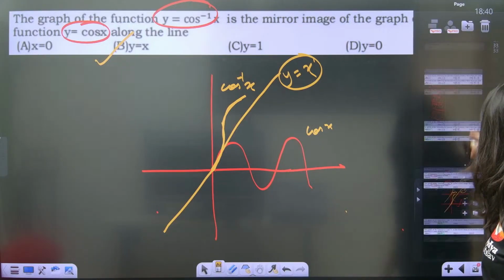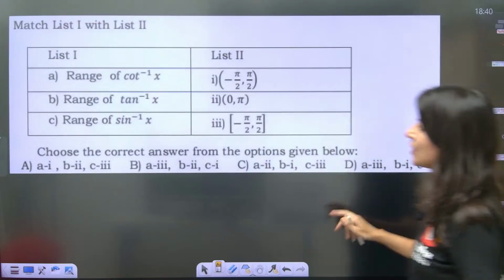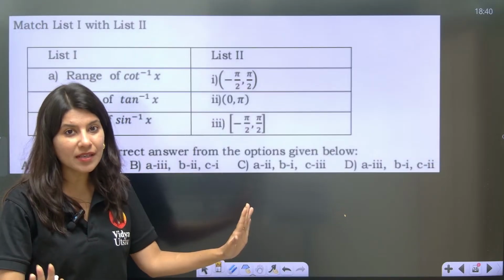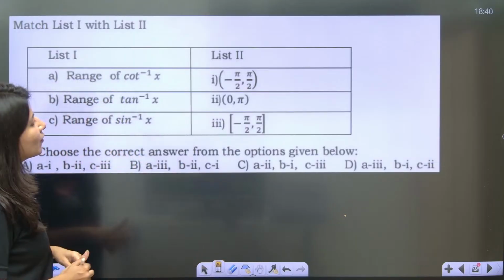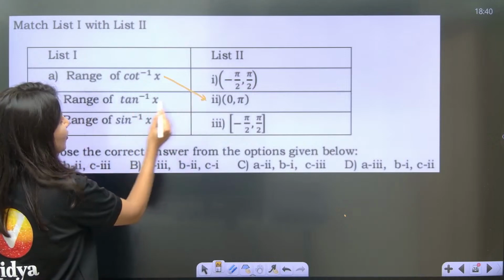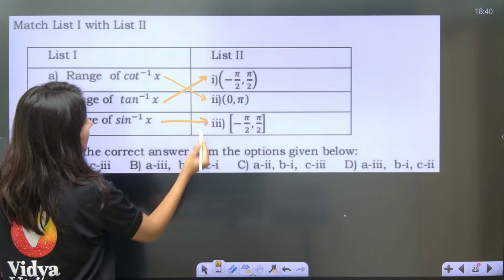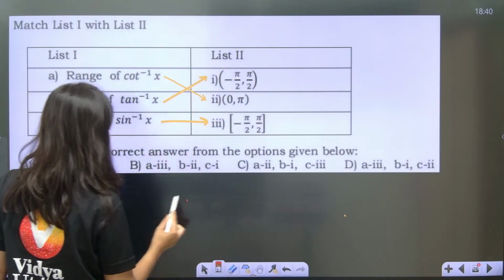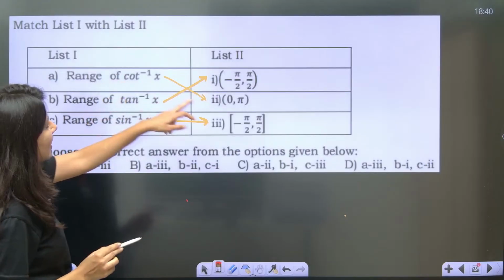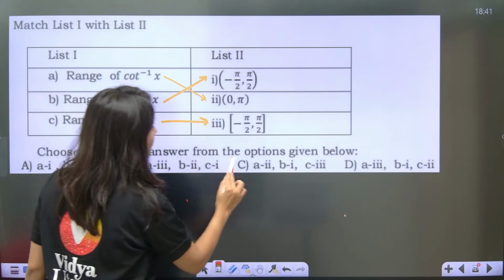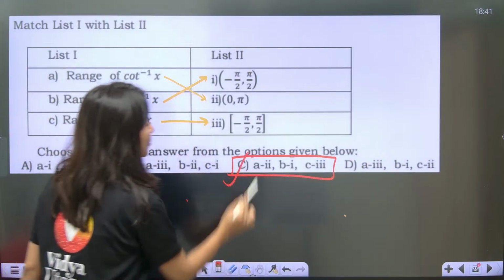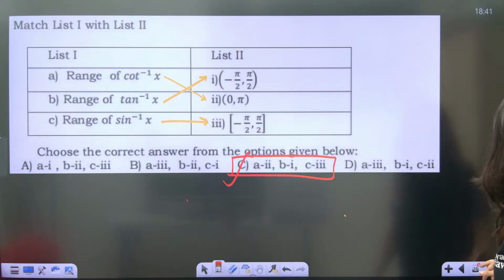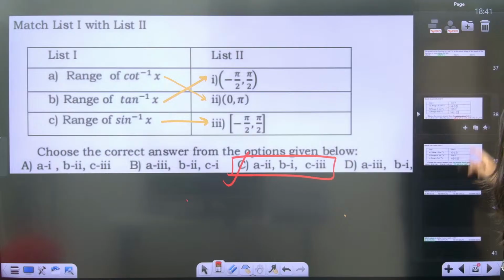Okay. Next question. This is the question. Now I think you will tell me, because I have given a proper table for all such questions. Range of cot inverse will be this. Range of tan inverse will be this. Sin inverse will be this. So the answer will be what? Second, first and third. So clearly the correct answer will be second, third. Option C is the only correct option available over here. I think I have given a proper table for you.